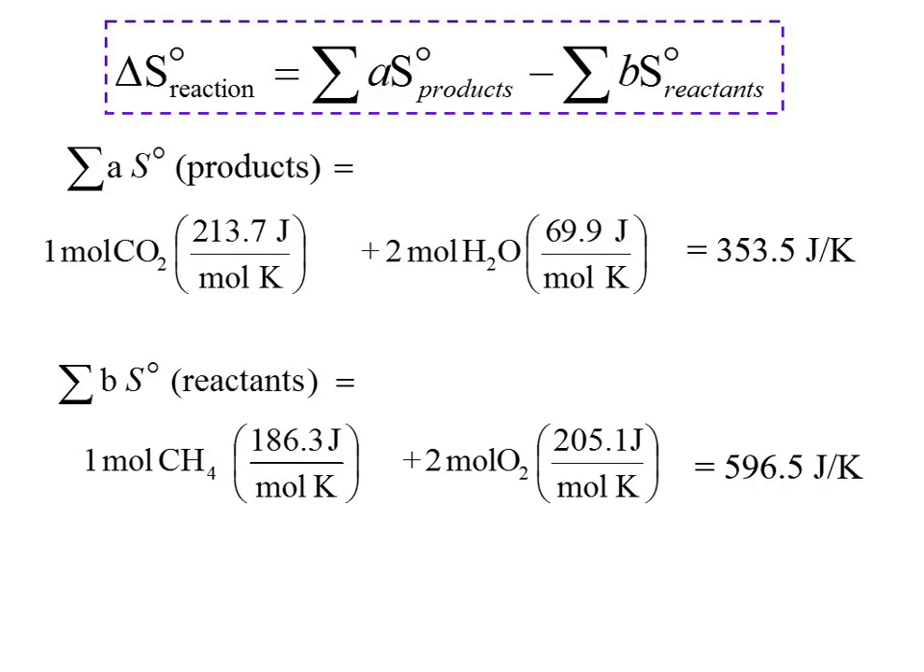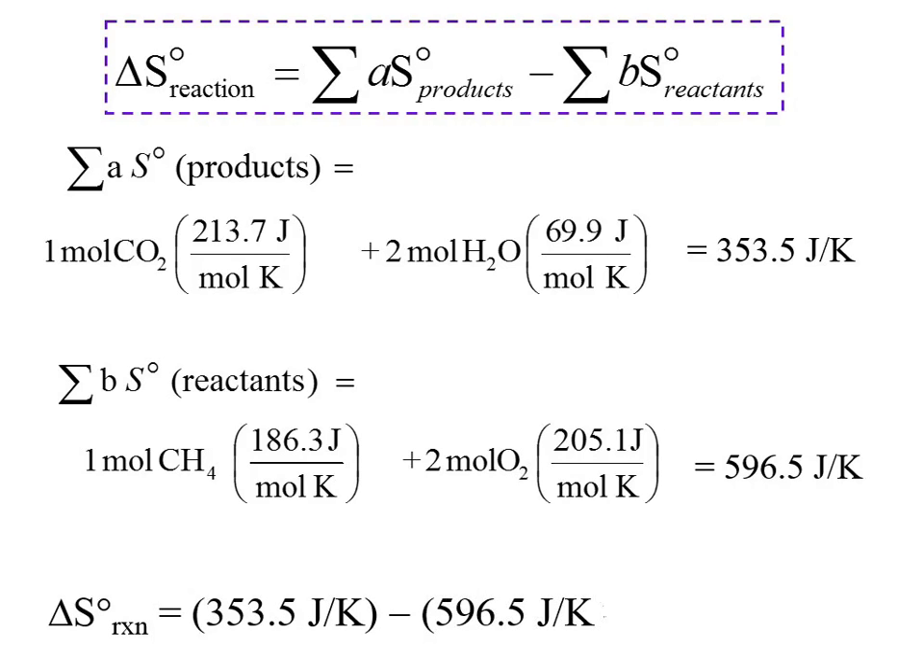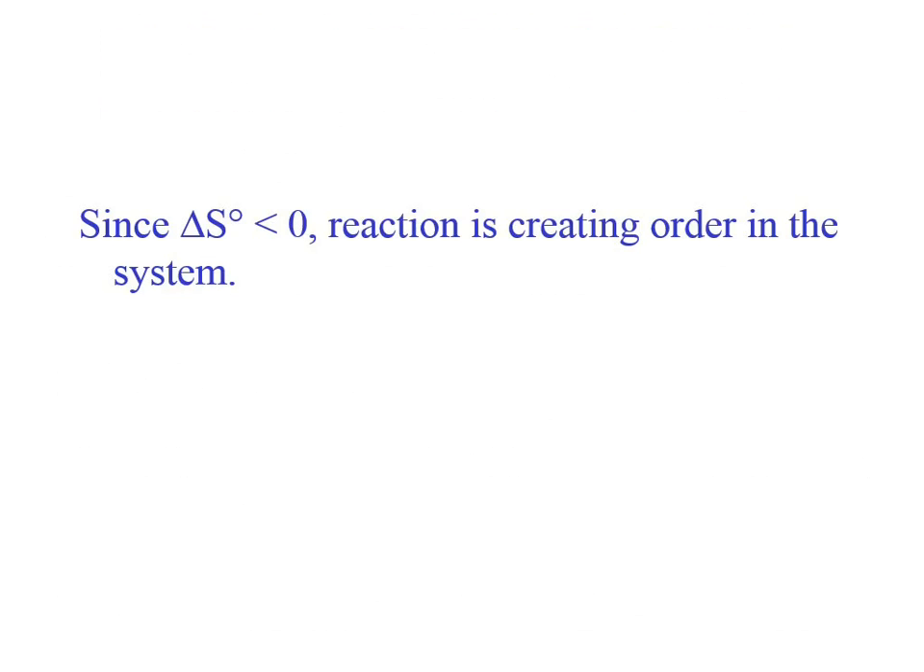So we're going to take the first number and subtract from it the second number, right? So the change in entropy of the reaction is 353.5 minus 596.5 joules per Kelvin. If you do it this way, you're likely to get that last step right. And clearly we have a negative delta S, a negative change in entropy. So it's creating order, exactly. And like I said, for Friday, you don't have to do any of these for homework.